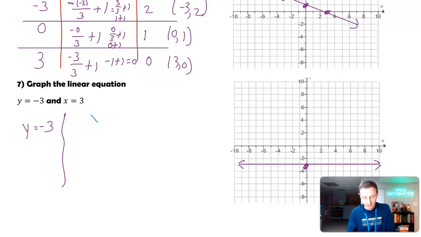Now x equal to 3, think about this one for a second. The only value for x that I could plug in that would make this a true statement is when x is equal to 3. 3 equals 3, yes. So at the x value of 3, this exists everywhere where x is equal to 3, because that will make a true statement everywhere x is equal to 3.